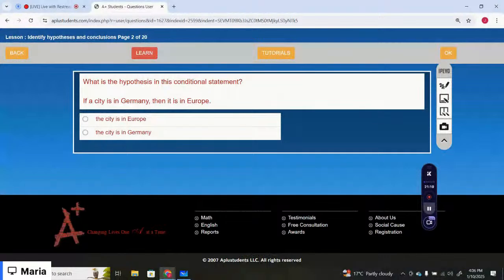What is the hypothesis in the conditional statement? If a city is in Germany, then it is in Europe. So, which is the correct option? The city is in Germany, that is the hypothesis. If part is the hypothesis, so option number two is the correct option.